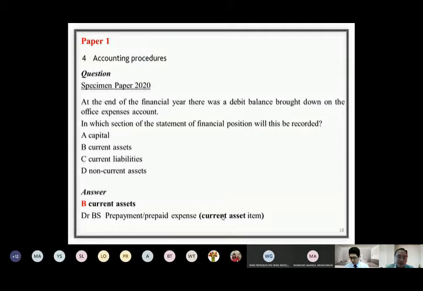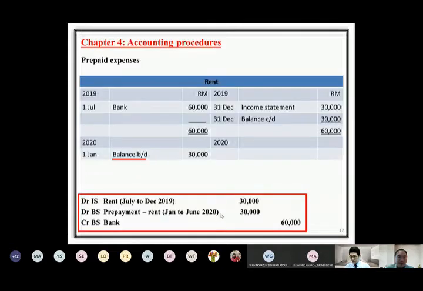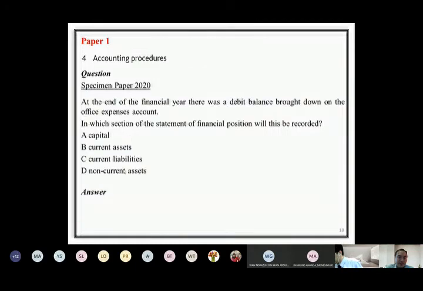This is without figures, but it's testing your understanding and whether you know how to apply it. If you refer back to my example, you know that they are referring to this. The balance brought forward refers to the debit side of the balance sheet item, which is your prepaid expenses, and prepaid expenses is a current asset. So this will be a bit indirect, so you need to have a very clear understanding of the accounting knowledge. This is how I'm going to explain.